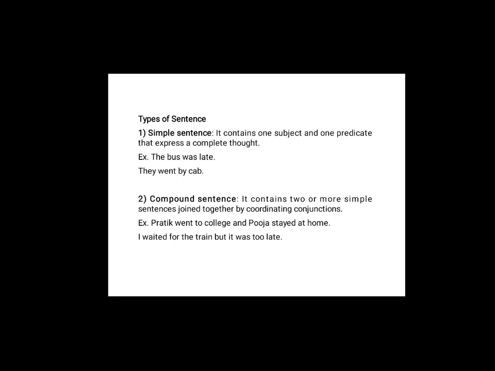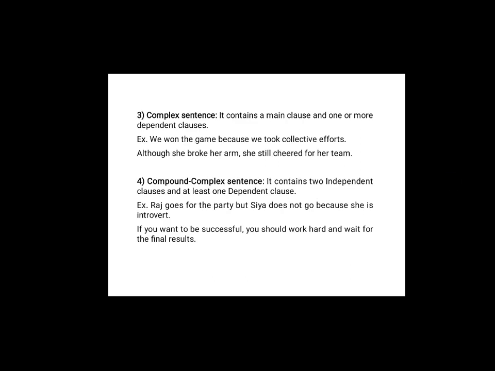See the next example, I waited for the train but it was too late. The first simple sentence is I waited for the train, and the second simple sentence is it was too late. So these two simple sentences are joined together by the coordinating conjunction but, so it becomes the compound sentence. See the next one. The third important type of sentence is complex sentence.